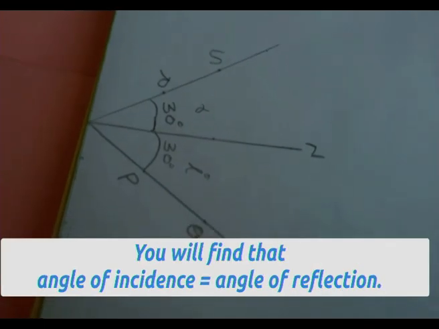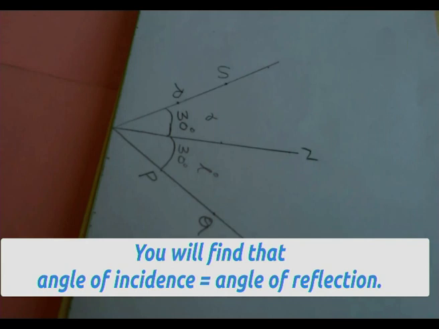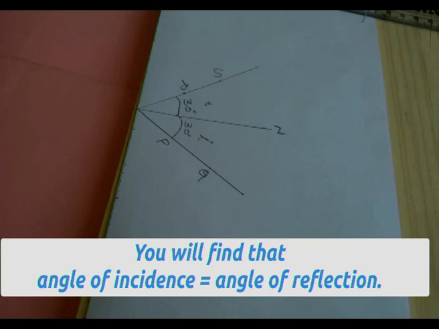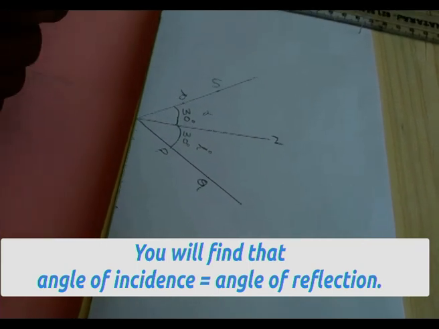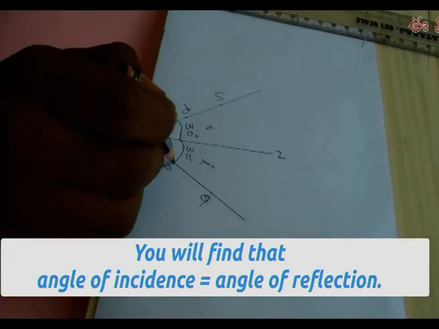You will find that angle of incidence is equal to angle of reflection. Here the angle of incidence is equal to 30 degrees and also the angle of reflection is equal to 30 degrees.